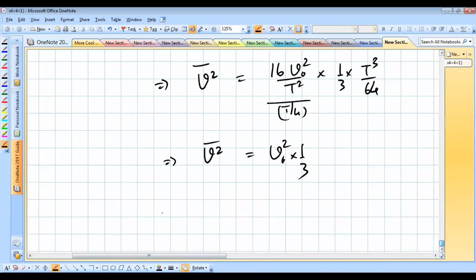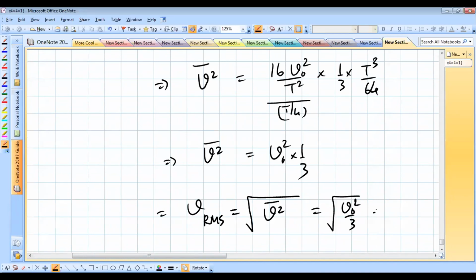Yes. So now VRMS, that will just work out to be square root of mean square. That is square root of v naught square by 3.